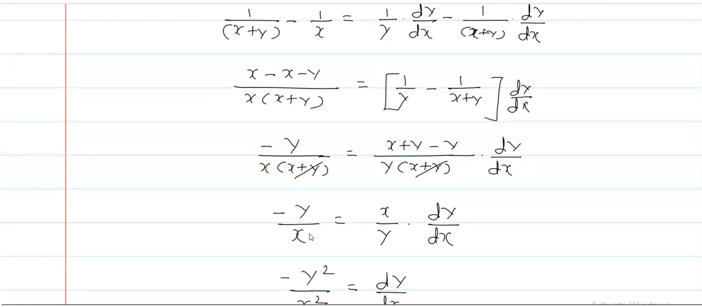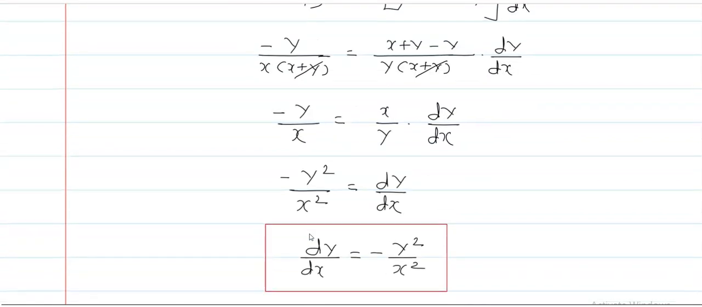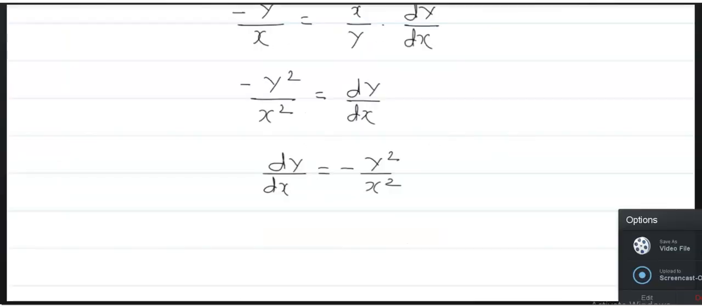You can write now also from this, dy by dx is equals to minus y square upon x square. Now the next example.